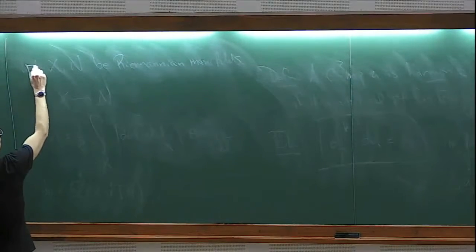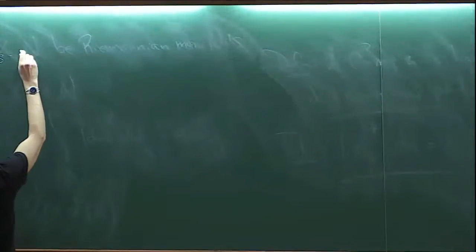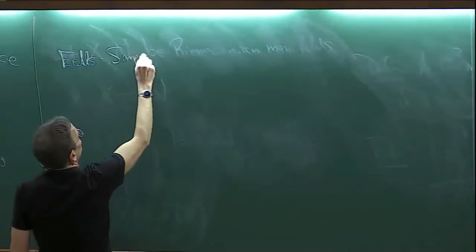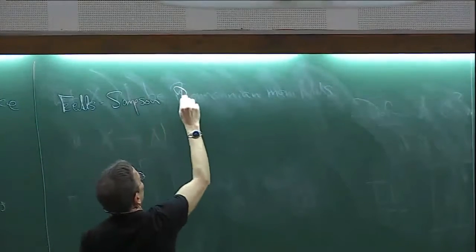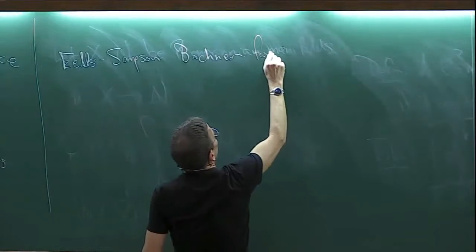So this was probably first formulated by Eells and Sampson. So it's called the Eells-Sampson-Bochner formula.